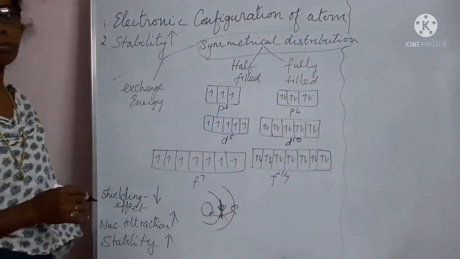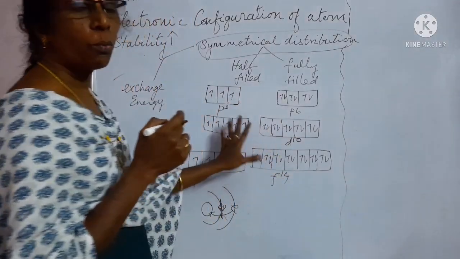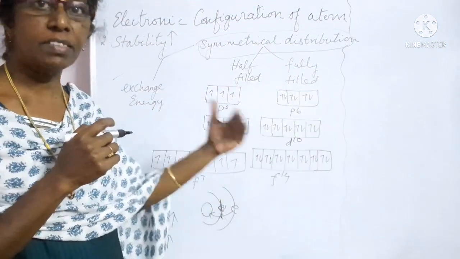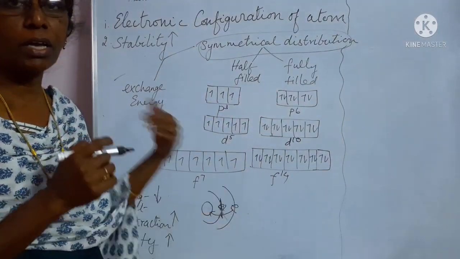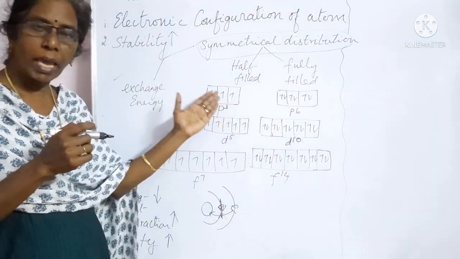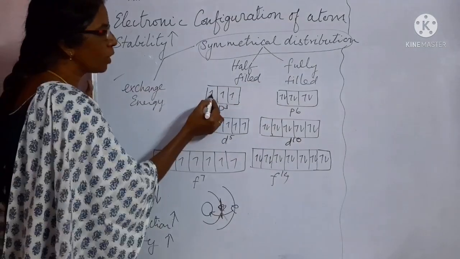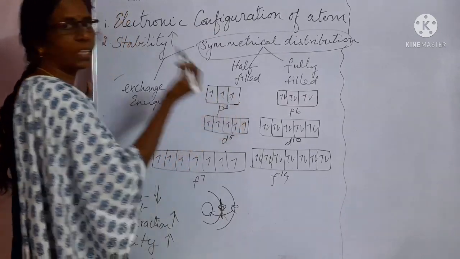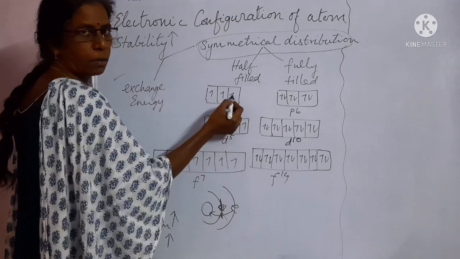What about the next one? Exchange energy. For the same case, when you have two or more electrons in the degenerate orbitals with the same spin, they can exchange their position. Are you clear? This electron can go to this orbital or it can go to this orbital, not at the back. And the same way this electron can go to this orbital.